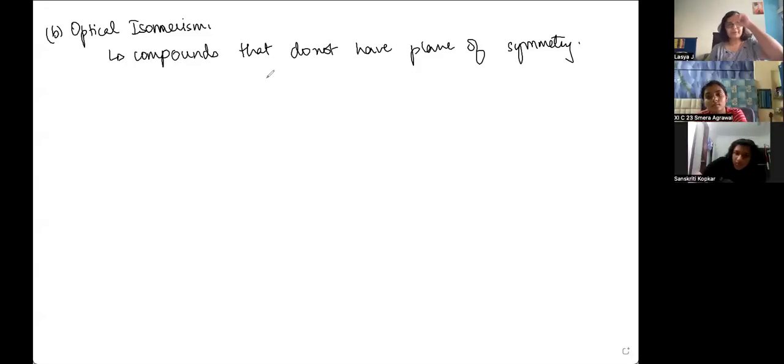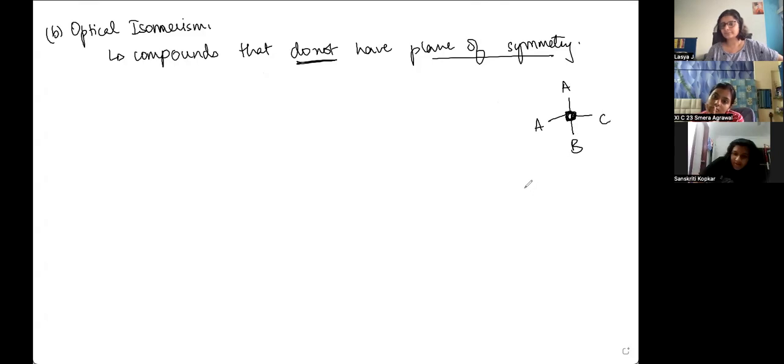So optical isomerism, you find it in compounds that do not have a plane of symmetry. How does this look? For tetrahedral structures, which you're familiar with, right? Suppose there is a tetrahedral structure. If any two groups bonded on two sides are the same, then we have a plane of symmetry here, like A and A right here. They are symmetrical with each other.